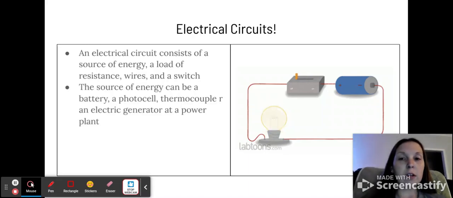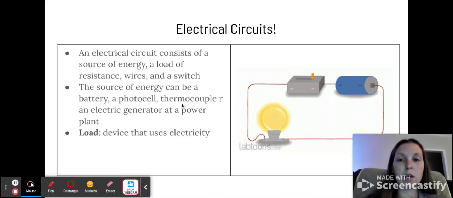The source of energy can be a battery, a photocell, a thermocouple, and an electric generator at a power plant. Those are just some basic examples. Usually the one you would deal with on a regular basis would be a battery. The load would be the device that uses the electricity. It could be a light bulb, it could be a buzzer. In this GIF, that would be the light bulb here.